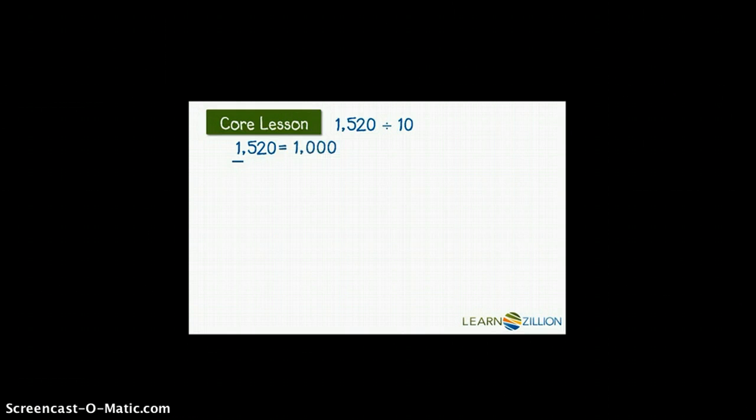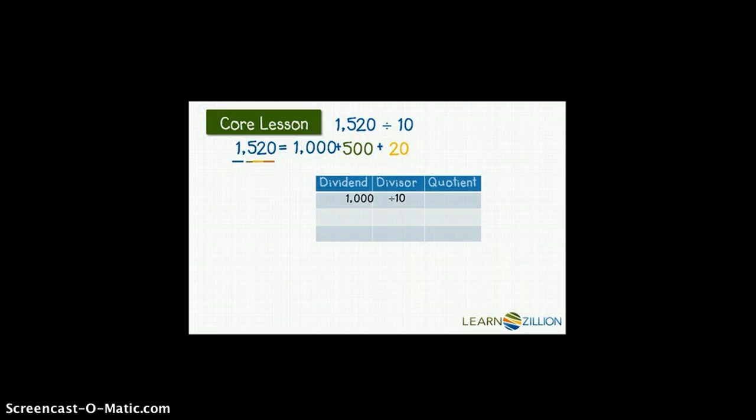So the 1 represents 1,000, the 5 represents 500, the 2 is 20, and the 0 shows me that there are 0 in the ones place. So I'm not going to need to show that on my chart for division, but we know that that is showing us that there are 0 in the ones place. Let's start by dividing 1,000. 1,000 divided by 10. 10 divided by 10 is 1. So 100 divided by 10 is 10. Then 1,000 divided by 10 is 100.